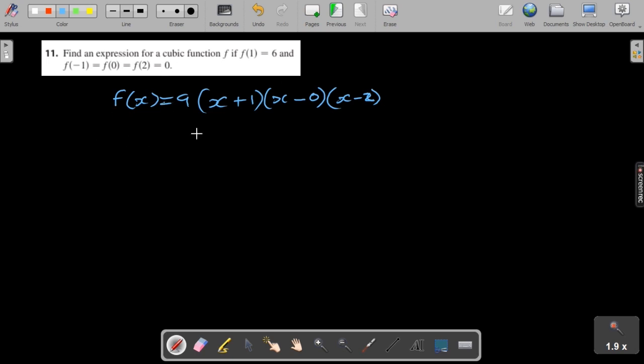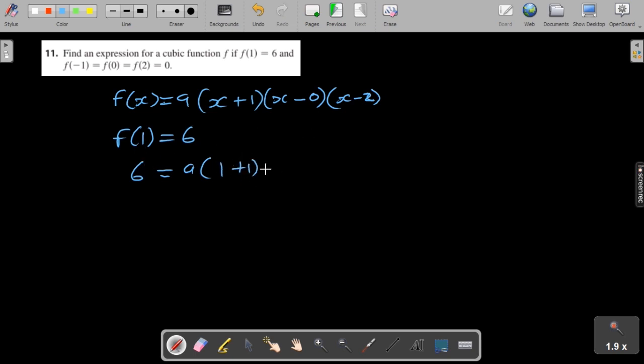You can express the function like this because it's made up of its x-intercepts, or its roots. That's what these things are. So this is a good start, and we can use the first piece of information: f of 1 gives us 6. So in place of f of 1, we replace that with 6, which means that we have 6 equals a, and then wherever we see x, we substitute 1.